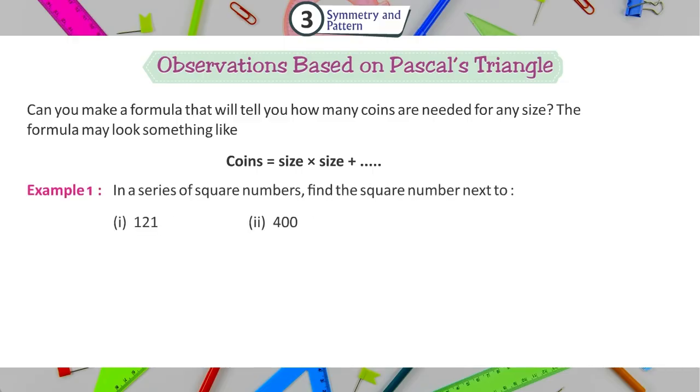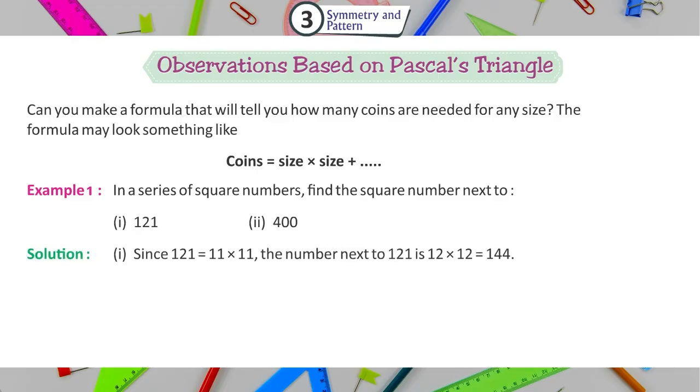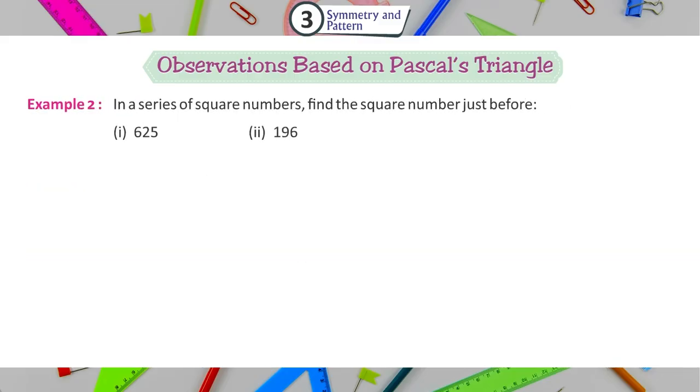Example 1. In a series of square numbers, find the square number next to 1, 121 to 400. Solution 1. Since 121 is equal to 11 into 11, the number next to 121 is 12 into 12 is equal to 144. 2. Since 400 is equal to 20 into 20, the number next to 400 is 21 into 21 is equal to 441.